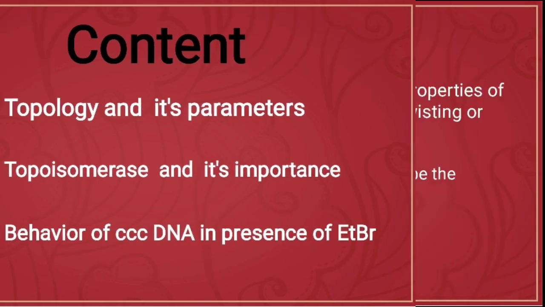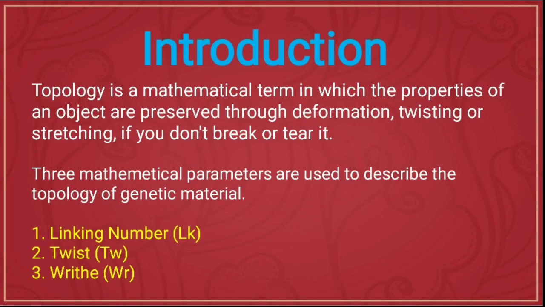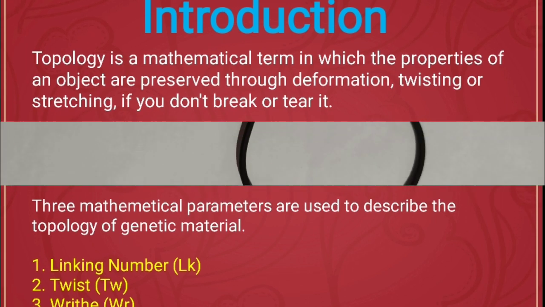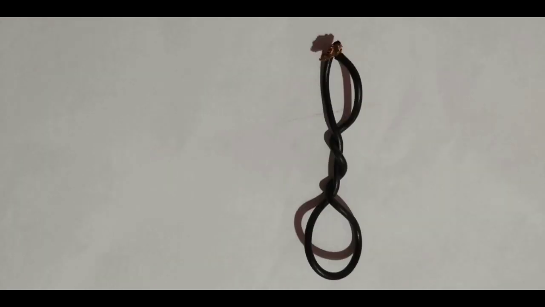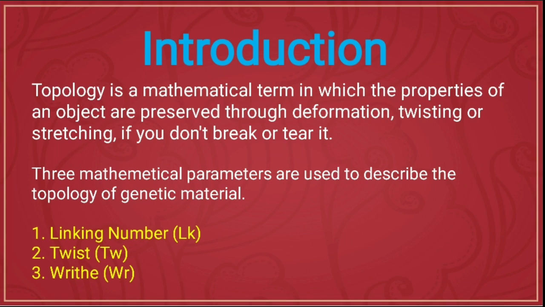So let's start. Topology is a mathematical term that tells us how we can deform an object smoothly without tearing it. Here in this example, I have deformed a circular structure in different ways like stretching, twisting, bending, and knotting. All these structures are similar topologically, but they are geometrically different.